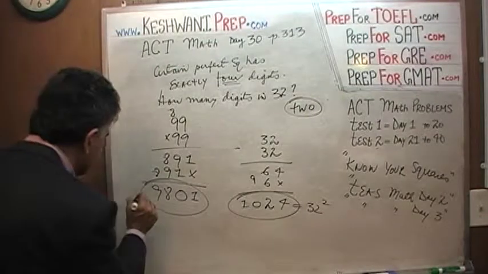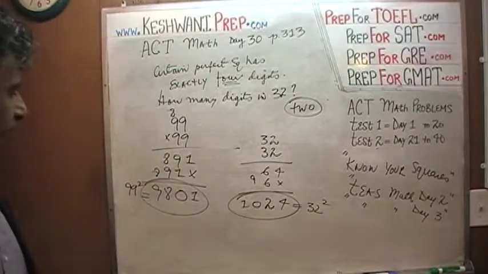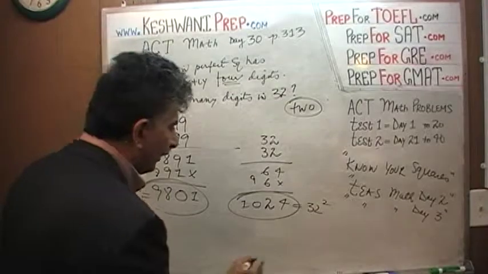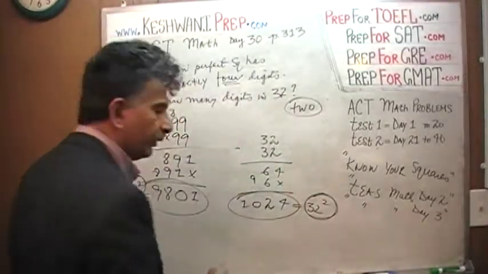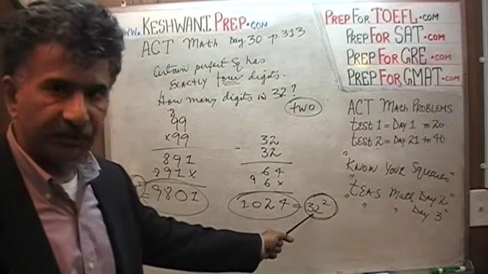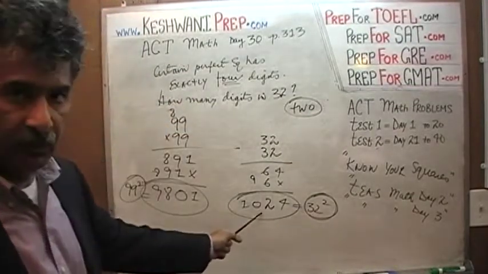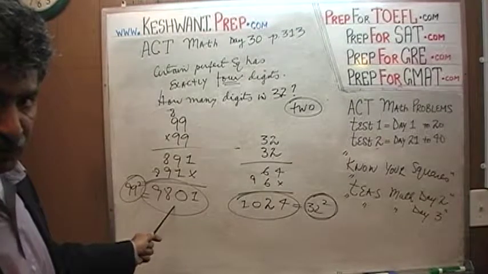9,801 equals 99 squared. So it doesn't matter whether it is 99 squared or 32 squared. 32 is the smallest number that we can think of whose perfect square will have 4 digits. 99 is the largest number that we can think of whose perfect square has 4 digits.